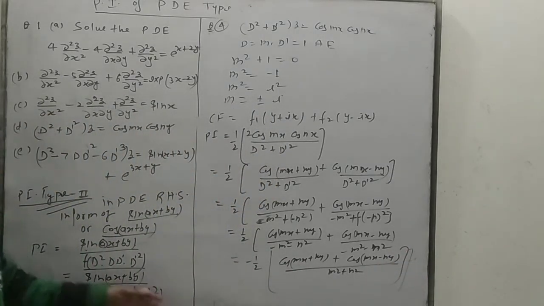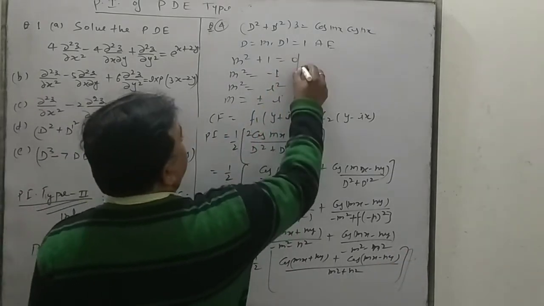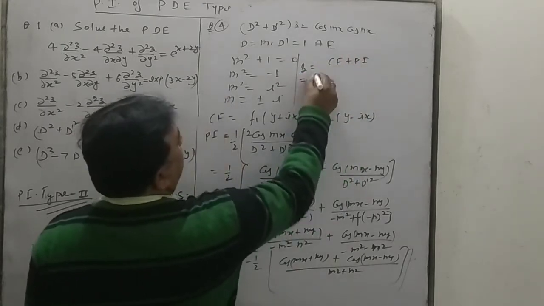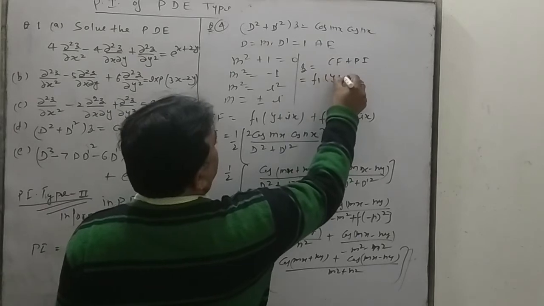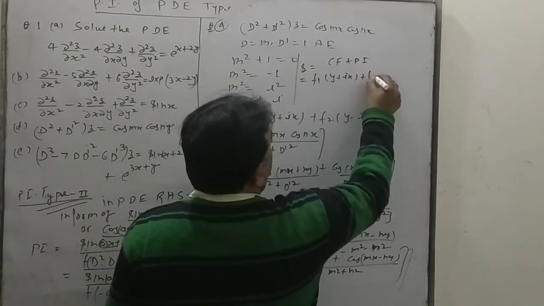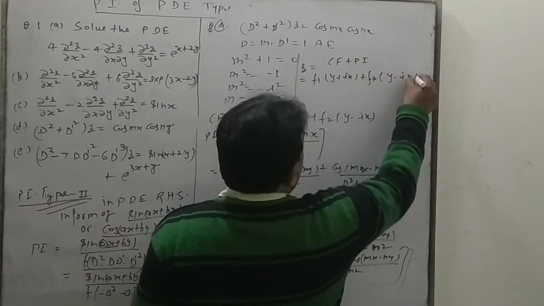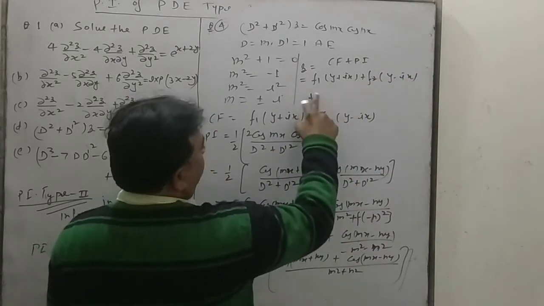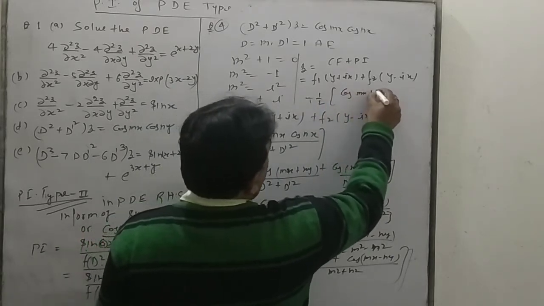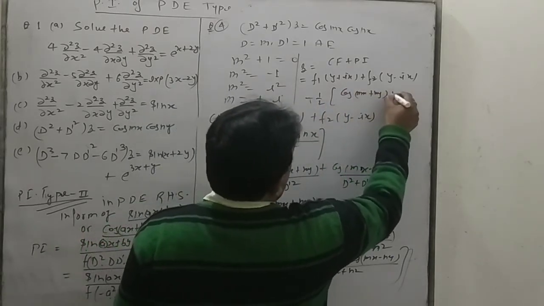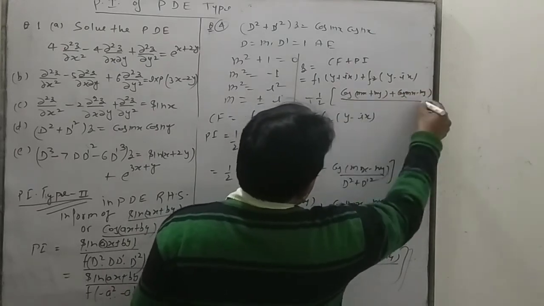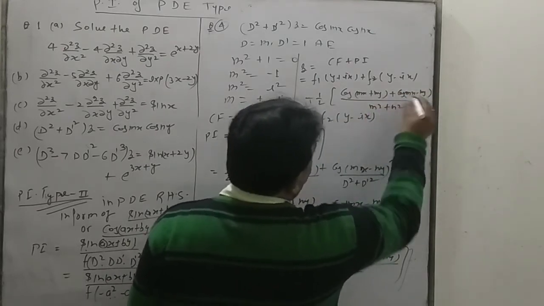We write the complete solution: z = CF + PI. There CF = f1(y + ix) + f2(y − ix), and minus 1/2 [cos(mx + ny) + cos(mx − ny)] divided by m² + n².